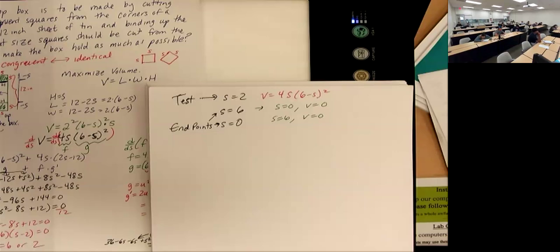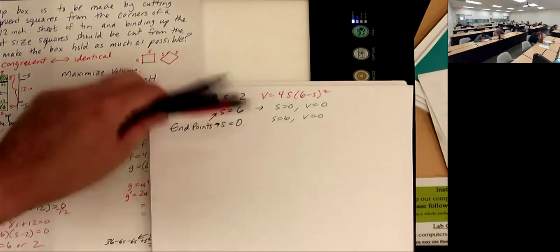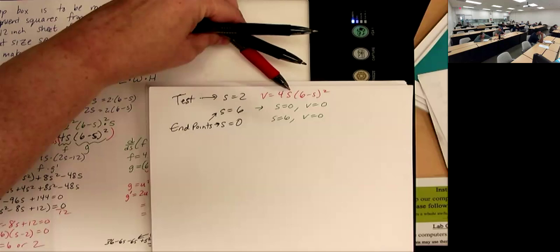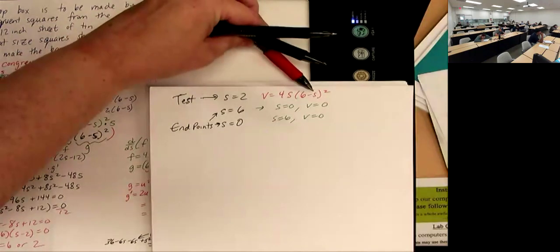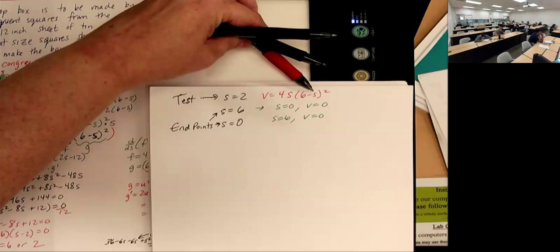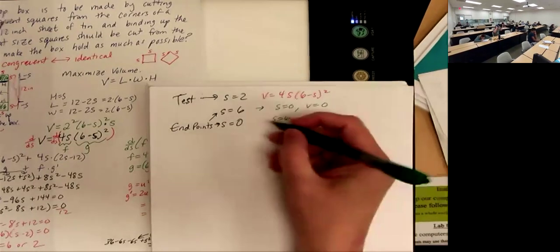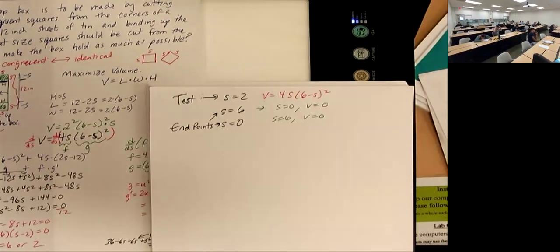And this is a benefit to not expanding out the volume. Like making this one big polynomial, it's easy to see if I plug in 0 here. 0 times anything is 0, right? If I plug in 6 here, 6 minus 6 is 0. 0 times anything is 0. If you expanded this out, plugging in 6 is a lot more work. But that means something's going on at s.